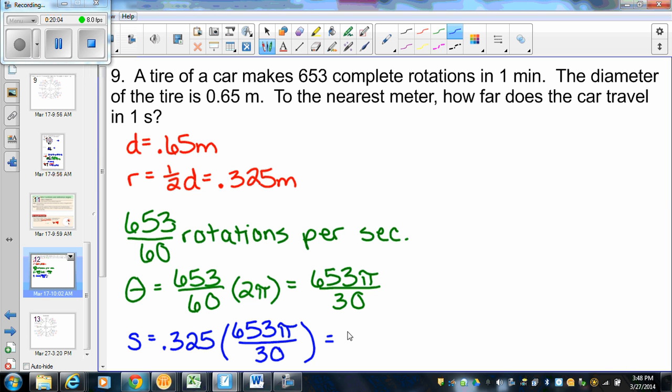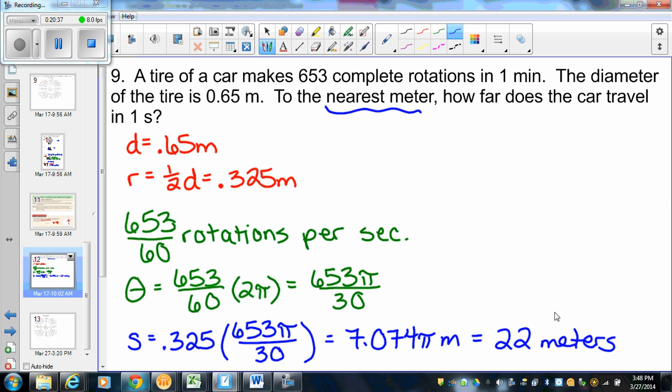And if you multiply that out and leave the pi alone, that would be 7.074 pi meters. But are you going to go tell somebody that your car drove 7.074 pi meters? No, you're going to tell them the exact distance it traveled. Nobody measures meters in pi. So you need to multiply that through. And look at the directions. It says to the nearest meter. So 7.074 pi is equivalent to 22.2, or we'll say 22 meters. So if a car is traveling at that rate, it will cover 22 meters in 1 second.